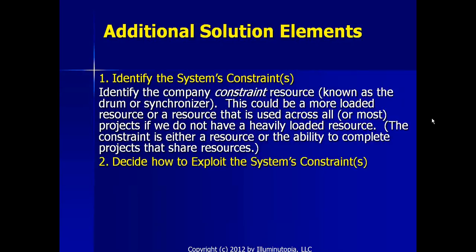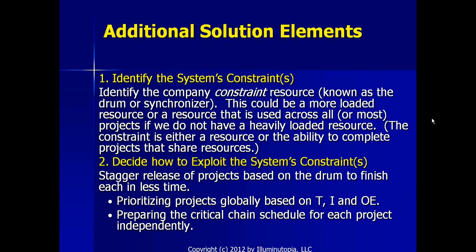Decide how to exploit it. We need to stagger the release of projects based on the drum to finish each in less time. So we stagger them just like we did in the experiment that we just did. We need to prioritize the projects globally based on their impact on throughput, investment, and operating expense, and then prepare a critical chain schedule for each project independently.